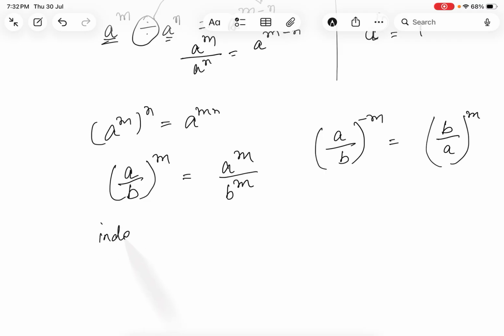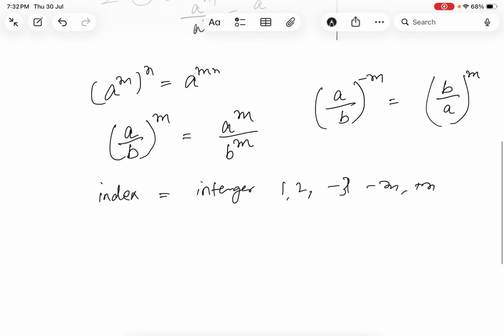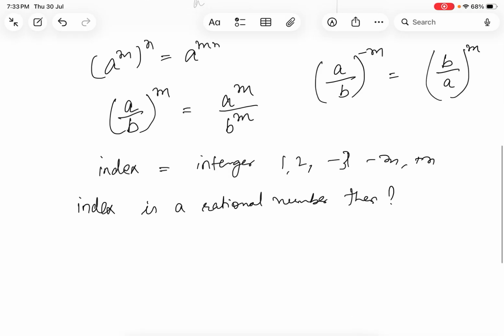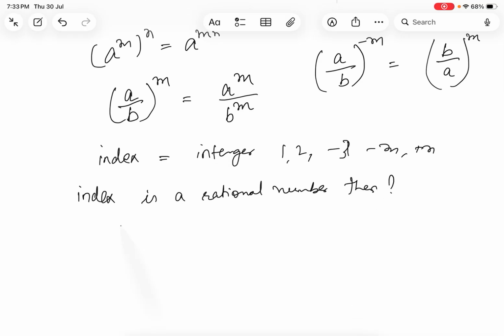Okay, so all the indices that we saw are integers, right? Here you had indices which were all integers, like 1, 2 or minus 3, minus 5 or whatever, minus m plus n. But when the index is a rational number, then what? Then how will you read it, or how will you interpret it? A rational number like 1 upon 2 or 1 upon 3 or 1 upon 5, or for that matter 1 upon n.